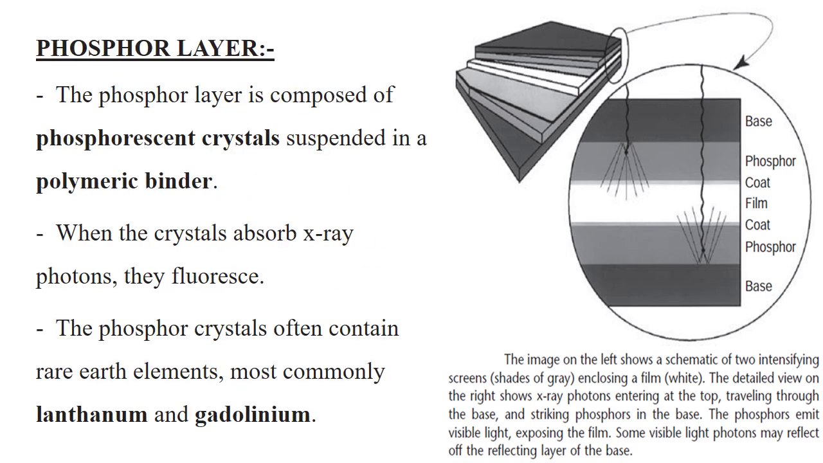The second one is the phosphor layer. The phosphor layer is composed of phosphorescent crystals suspended in a polymeric binder. When the crystals absorb X-ray photons, they fluoresce. The phosphor crystals often contain rare earth elements, most commonly lanthanum and gadolinium. We can easily appreciate the phosphor layer, which is just below the base and is denoted by a slight light gray shade.